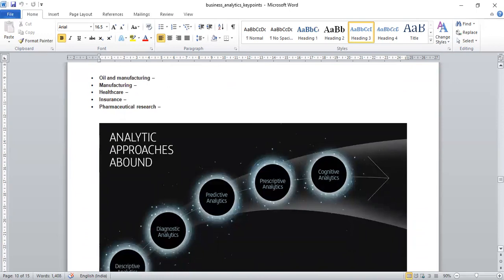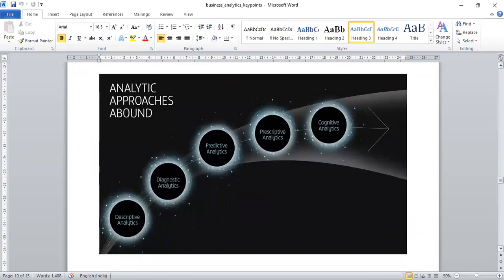Just look at this figure. This is the analytics approach. First comes descriptive, then diagnostic, then we have done predictive analytics, and then comes prescriptive analytics, and then we will move on to cognitive analytics. So these are the main five.